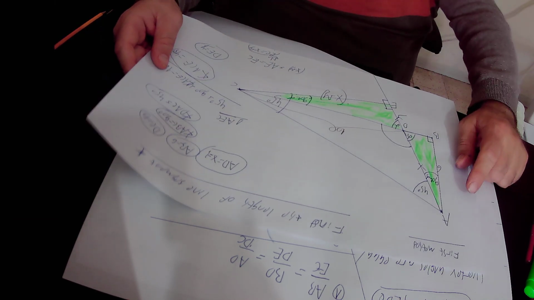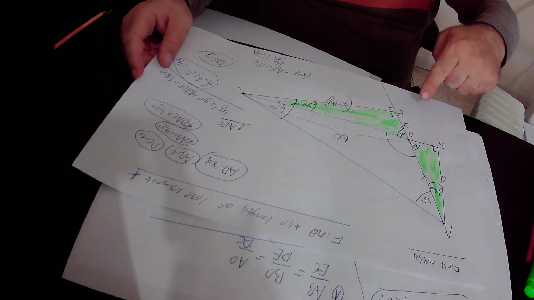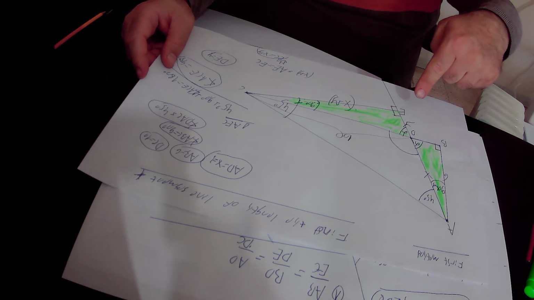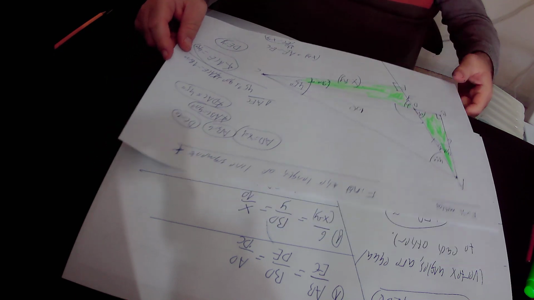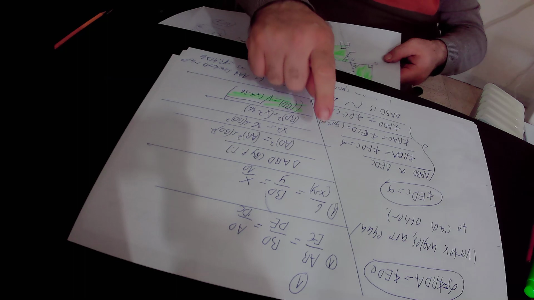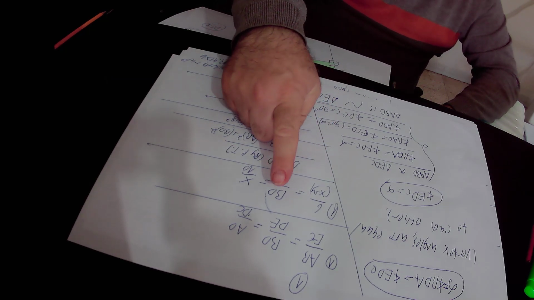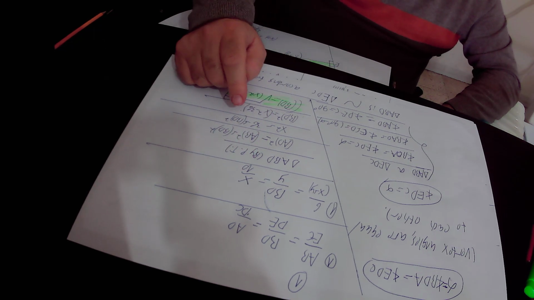And from the fact that those two triangles are similar to each other, we conclude that AB over EC equals BD over DE equals AD over DC. Okay? And here AB equals 6, EC equals x plus y, BD is BD, DE equals y, AD equals x, and DC equals 10.